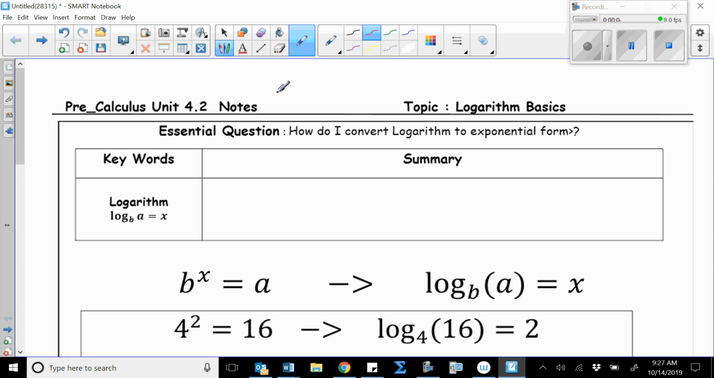Hi everyone, today we're going to learn about logarithm basics. We want to learn how to convert logarithm to exponential form. First of all, let's see what a logarithm is before everything.